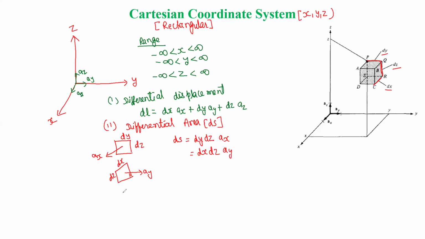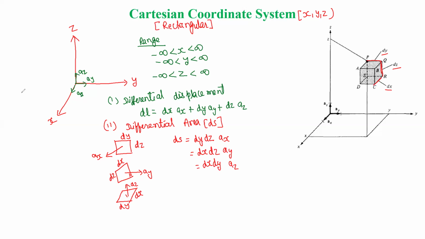Similarly, we have another situation also. In that, we are going to consider the third condition here. As per that condition, if this length is dx and this one is dy, then what will be the area vector? The area vector will be perpendicular to the surface, so that is az. Again, we can write dx into dy and the vector is az. Like this, we are able to write the differential area.